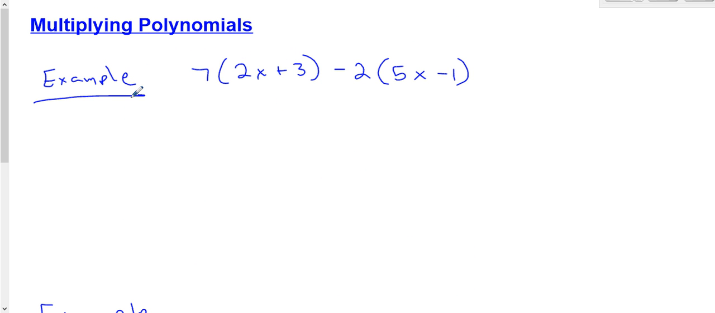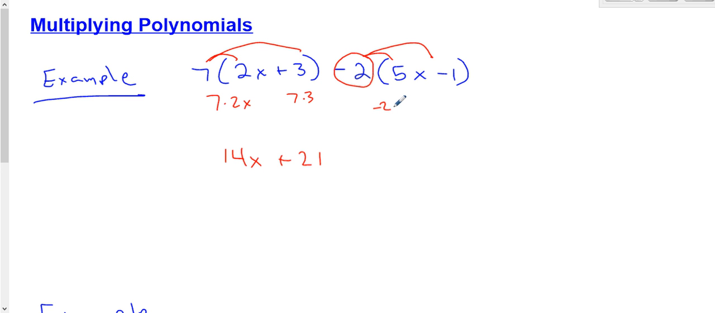Okay, now we've got this example where we're going to start multiplying into the polynomials. So with this 7 out front, I need to apply the distribution property. And I get 7 times 2x, which is 14x. And then I'm going to get 7 times 3, which is positive 21. And then I'm going to distribute this negative 2. So I get negative 2 times 5x, which is negative 10x. And negative 2 times negative 1, which is positive 2.